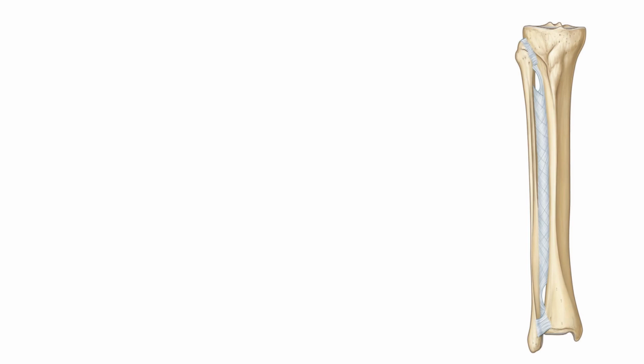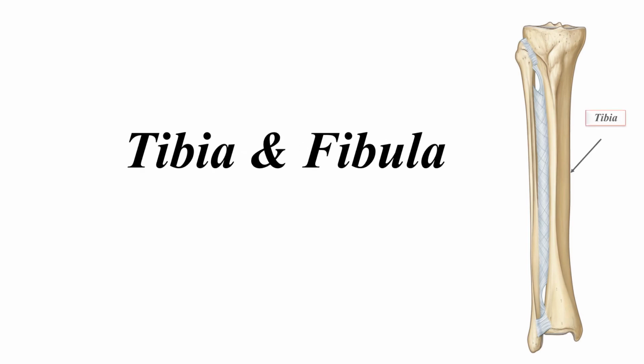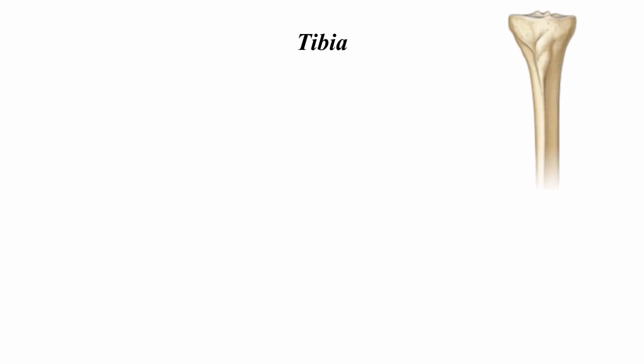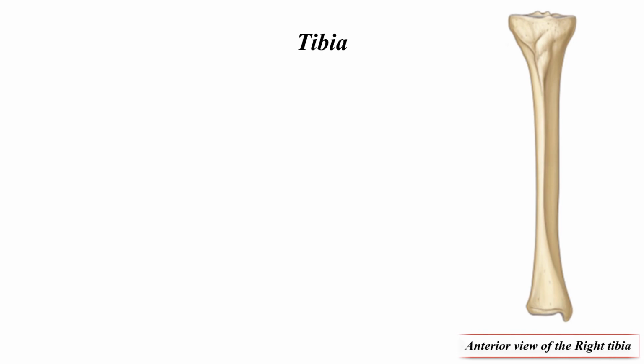Now we will talk about the bones of the leg, the tibia and the fibula. We will start with the tibia, then we will talk about the features of the fibula from the anterior and the posterior view. Now let us talk about the tibia. This is the right tibia from the anterior view.